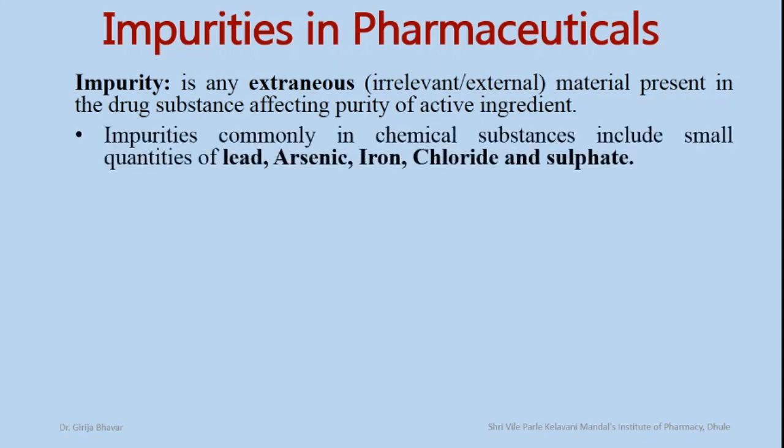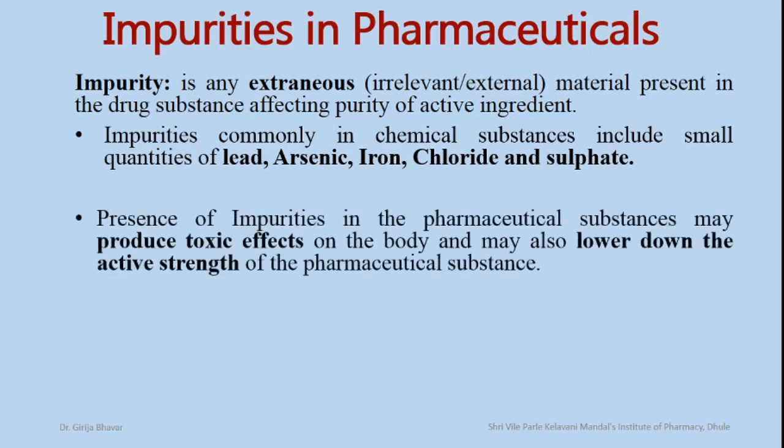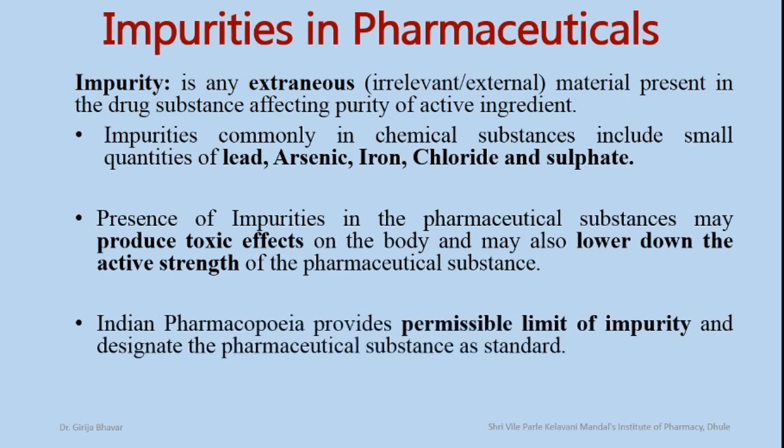Impurities commonly found in chemical substances include small quantities of lead, arsenic, iron, chloride and sulfate. Presence of impurities in pharmaceutical substances may produce toxic effects on the body and may also lower the active strength of the pharmaceutical substance. So the Indian Pharmacopoeia provides permissible limits of impurity and designates the pharmaceutical substance as standard.